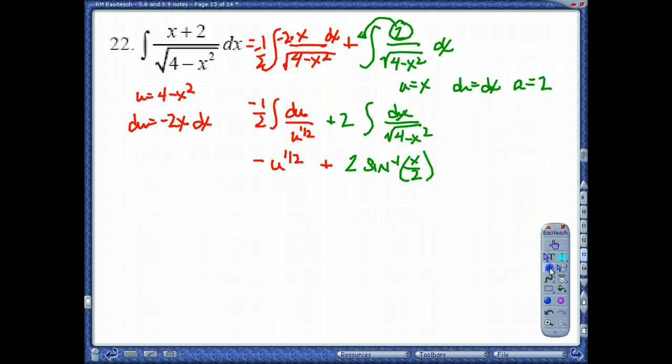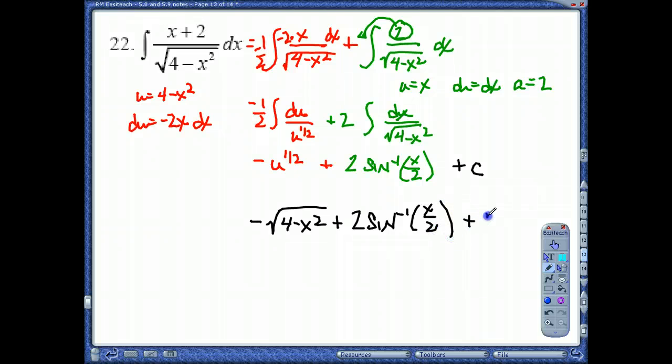And then we have to have the plus c because this is an indefinite integral. Do not circle the answer because you have a u in there. You should never have a u. U is 4 minus x squared, because remember, everything in the red goes together. And then plus, you've got your 2 inverse sine of x over 2 plus c.